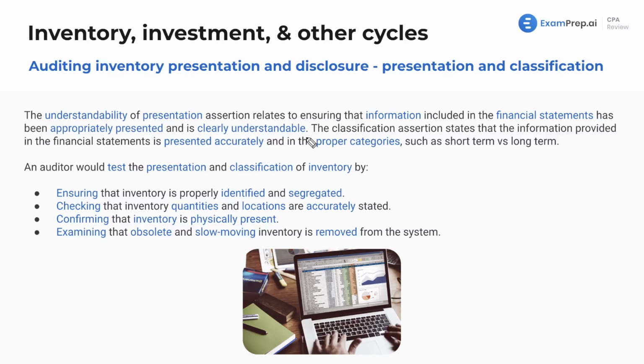But if the financial statements are misleading because you can't properly understand them, well, that's not going to benefit those individuals' financial statement purposes. The classification assertion states that the information provided is presented accurately in the proper categories, such as short term versus long term. Want to make sure that we are doing that.